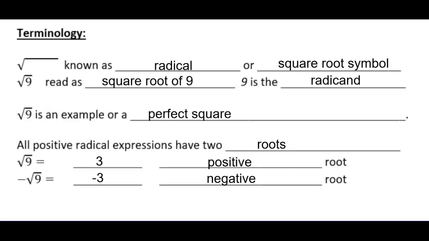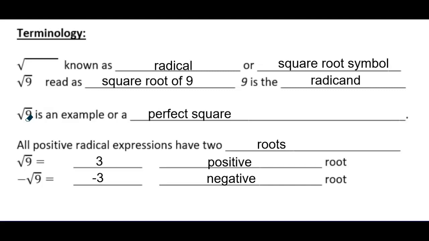Fill this in on your notes. Pause the video and fill this in on your notes. I'm not going to pause the video, I'm going to have you do that. So this symbol here is known as the radical symbol or the square root symbol. We read this as the square root of 9. 9 is the radicand, so what's underneath is called the radicand. 9 is an example of a perfect square. We did those in chapter 8 and in chapter 9.